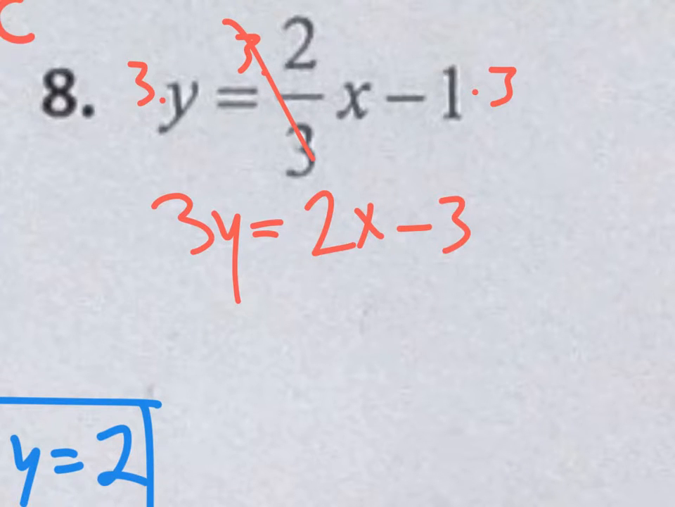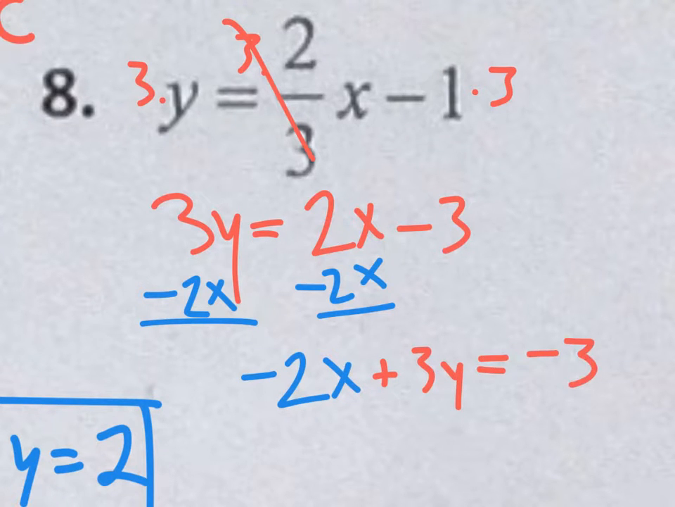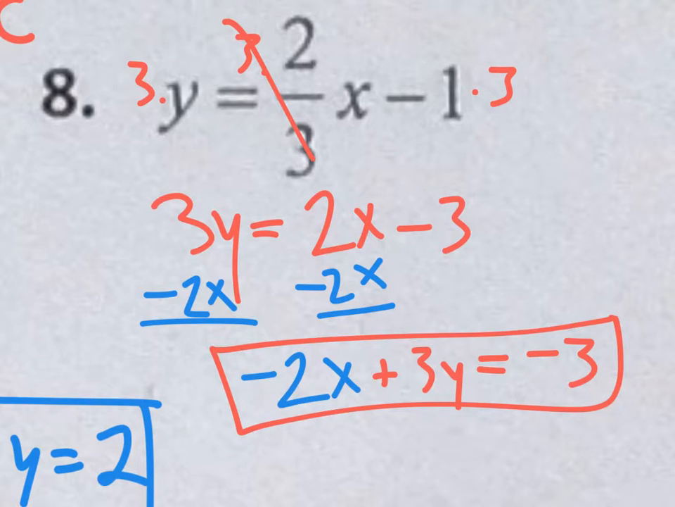Now let's just get the ax and by on the same side. So I'm going to get rid of the minus 2x by subtracting it, and I'm going to subtract it over here. Now you can't subtract y's with x's, so we're just going to rewrite it. And again, standard form has the x term first. So you really should have a negative 2x, a positive 3y, an equals, and a negative 3. And that's it. That's your standard form equation.